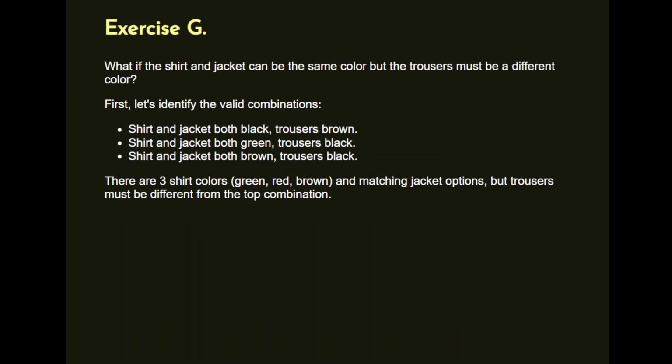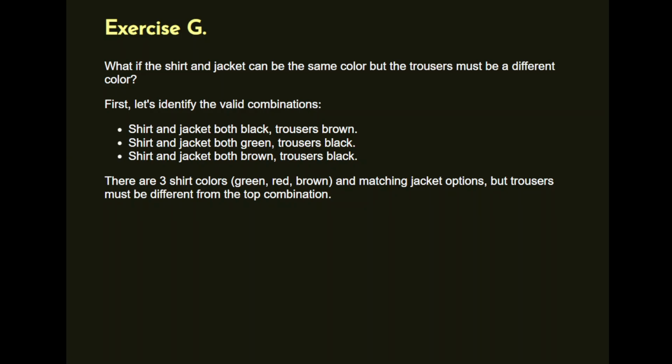And finally, what if the shirt and the jacket can be the same color, but the trousers must be a different color? Now we have to put this all together. So this actually requires a little bit of thinking. A lot of the first set of questions are easy enough, but this requires us to sit down and do a bit of thinking. So what we have here is all the possible options. We have 3 ways we can have a shirt and the jacket the same color. The shirt and jacket both black, shirt and jacket both green, shirt and jacket both brown.